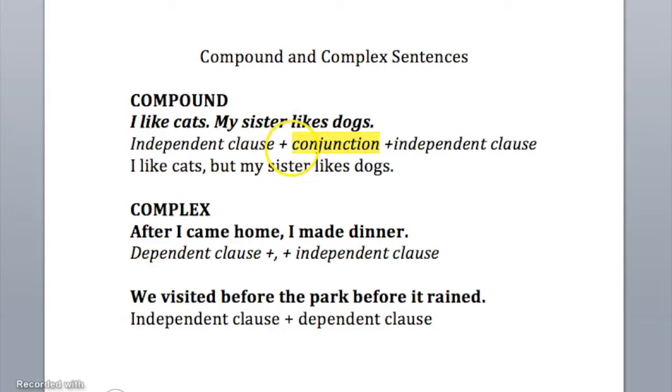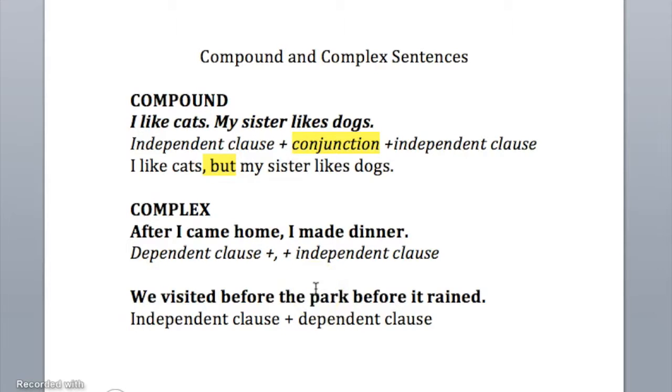What we always need to remember is there is a comma before the conjunction. So what we have here is I like cats, my sister likes dogs. They could stand on their own. So let's make it a compound sentence. I like cats, comma, but my sister likes dogs. So we use the comma and the conjunction to join our sentences to make a compound sentence.